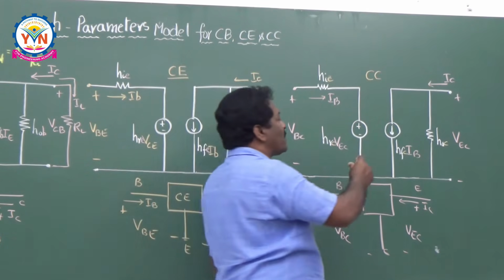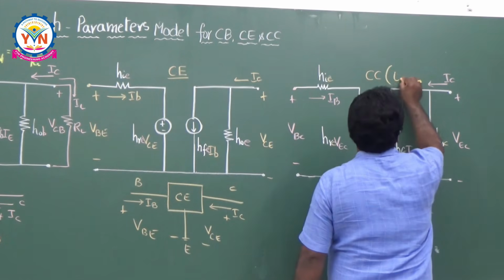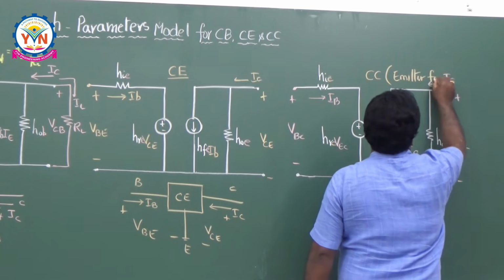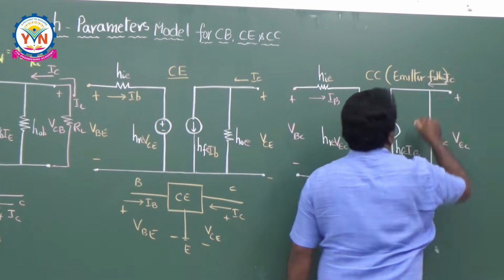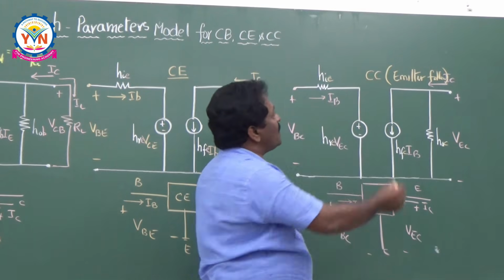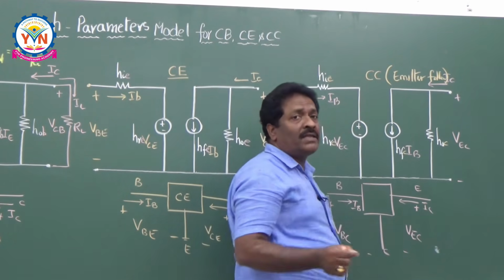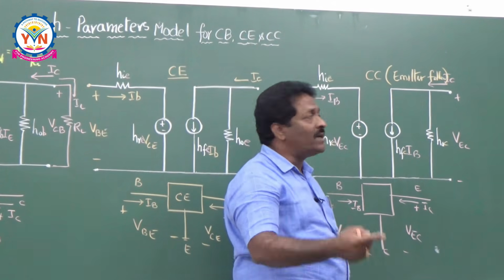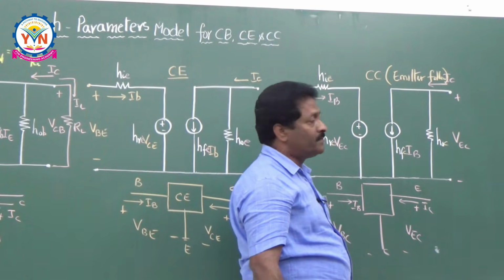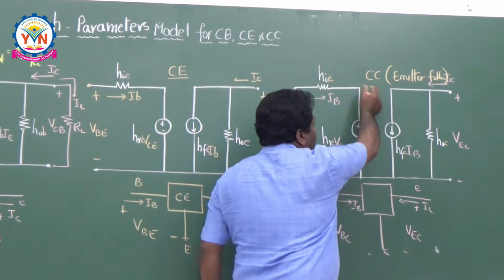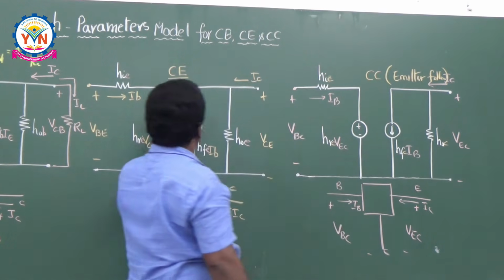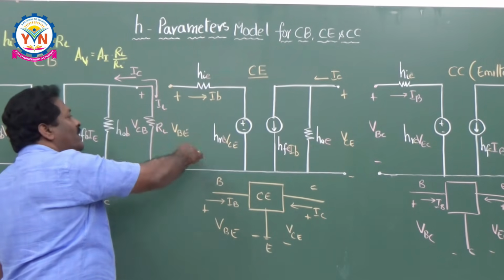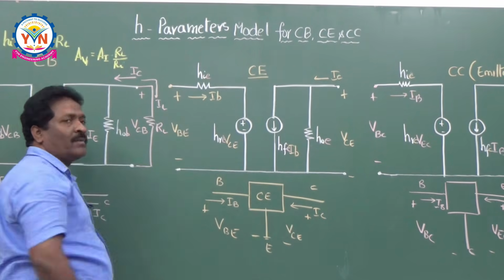So, this common collector configuration is also called an emitter follower. Why is it called an emitter follower? Because the output follows the input at the emitter. Common collector configuration means you are taking the output at the emitter. Emitter follows input. That's why it is called an emitter follower. So, if you take this common collector, common emitter or common base configuration, this is the way of drawing the exact model of H parameters.